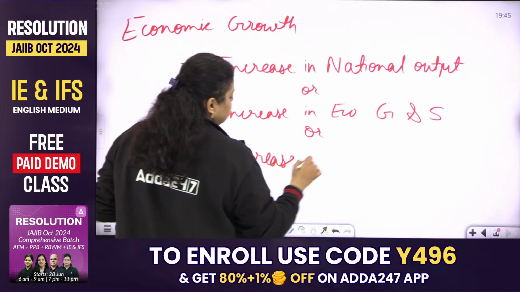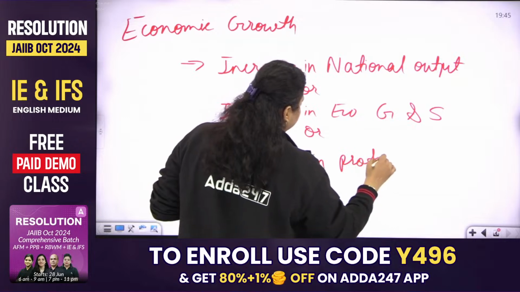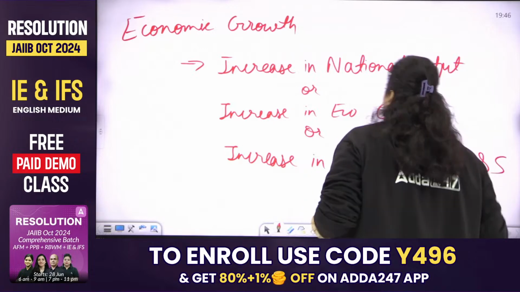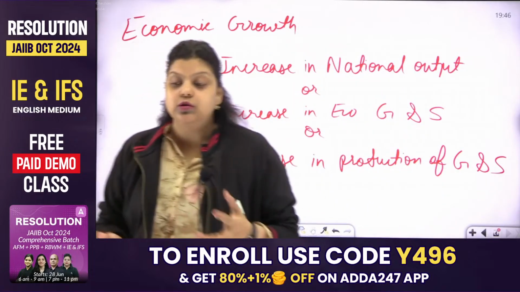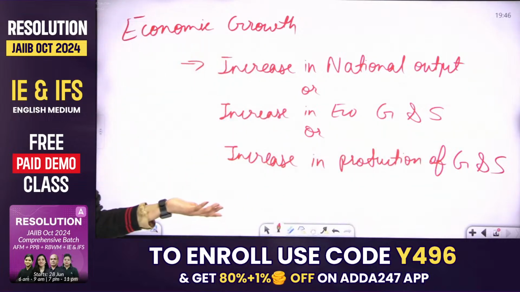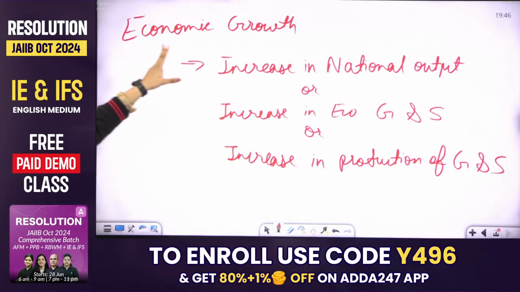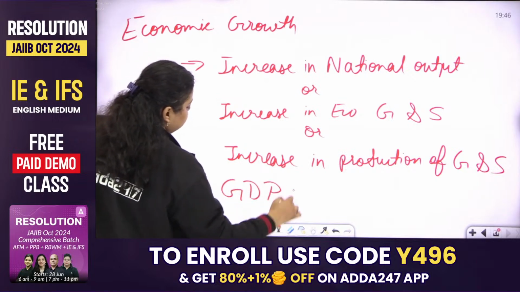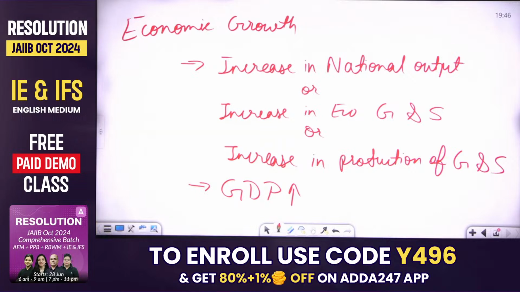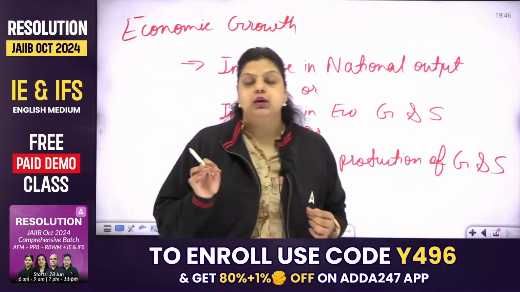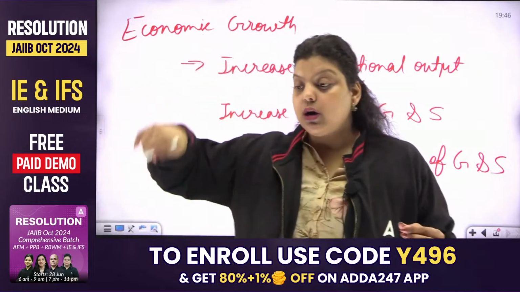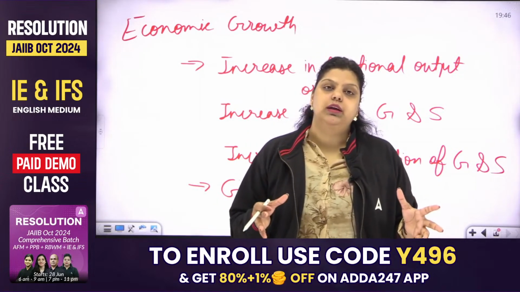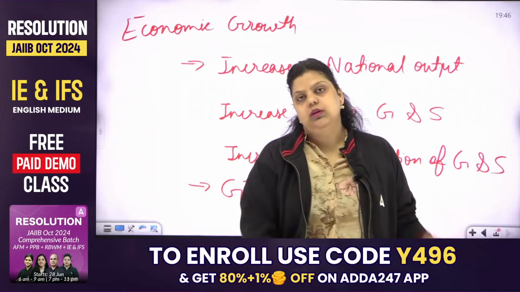So whenever you see there is an increase in the number of goods and services produced in the country, then it is your economic growth. Whether you call it national output, economic goods and services, or simply increase in the production of goods and services, all these define economic growth, because when production increases, it increases the GDP of the country. And what is GDP? Gross domestic product. What actually is gross domestic product? The money value of all final goods and services produced within the geographical boundary of a country during a financial year. So within one financial year, whatever production we are doing, that production's money value will be counted as GDP.